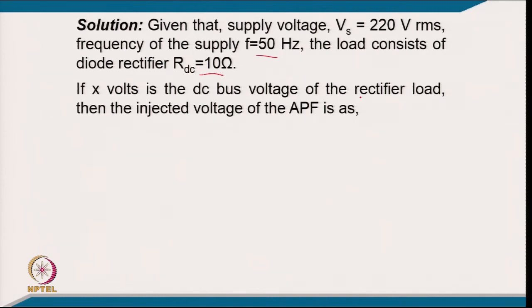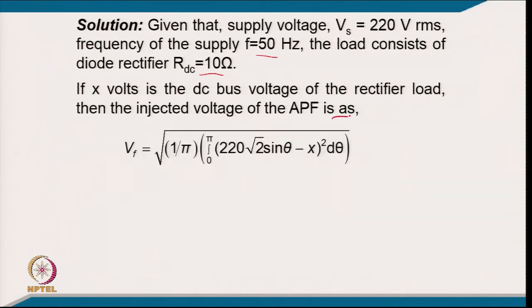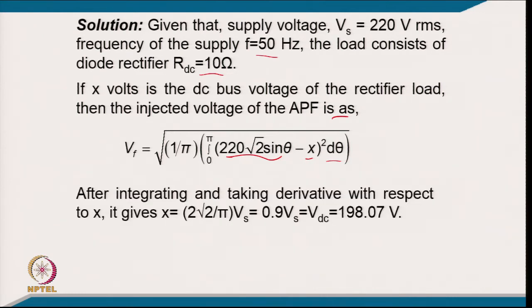If X volt is the DC link voltage of the rectifier load, then the injected voltage of the series active filter is Vf equal to root 2 upon 2 pi, integral from 0 to pi of (220 into root 2 sin theta minus x) square d theta, that is a sine wave of 220 volt into sin theta minus x. This is the injected voltage, and this voltage we want to minimize.